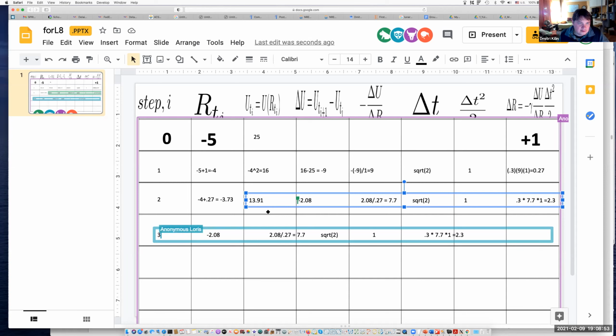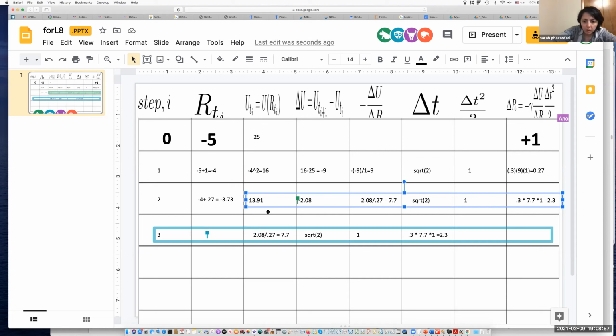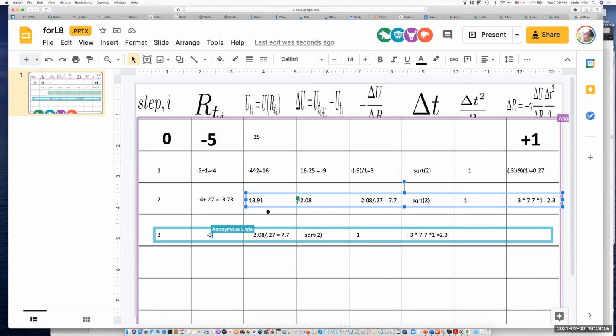Three. Then it should be -3 plus 2.3. 2.3 is equal to... it's not -3. It was -3.73, right? Yes, minus 3.73. Oh yeah, 73.